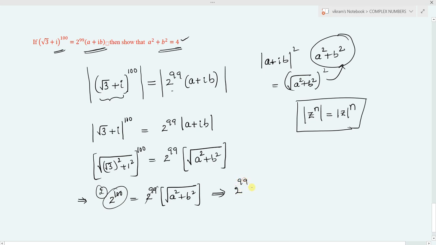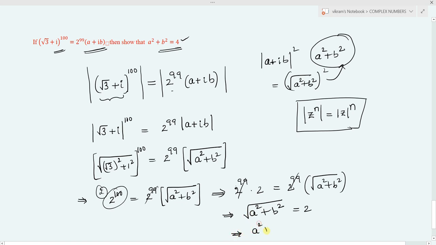I am writing 2 power 100 as 2 power 99 into 2. So I am writing again 2 power 99 into square root of a square plus b square. So from this one we can write square root of a square plus b square equals to 2. But what is asked is to show a square plus b square. That means squaring on both sides we will get a square plus b square equals to 4. Now this is the way of applying the properties of the modulus.